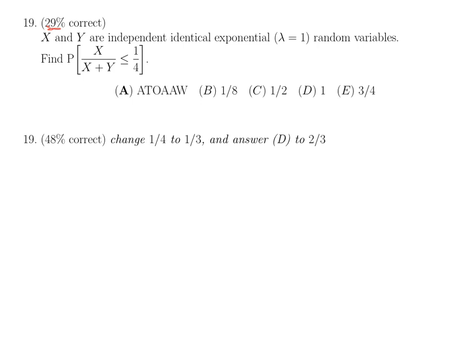But if I change the 1/4 to 1/3, and I change one of the wrong answers, D, to 2/3, somehow 48% of the people got the right answer. This is kind of mind-boggling to me. I don't know what's going on. But if you solve this problem, this one is maybe the hardest problem in the exam.